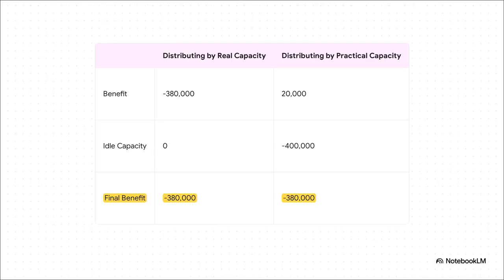Okay, this right here, this is the magic of ABC. It's a total game changer. Look at that first column. Using the old method, it looks like this new product is a catastrophic failure, losing you $380,000. I mean, your first instinct is just to kill it, right? Get it off the books.